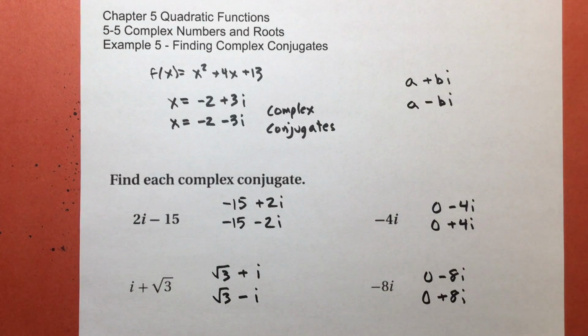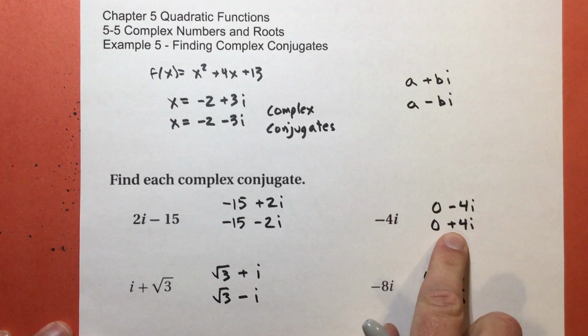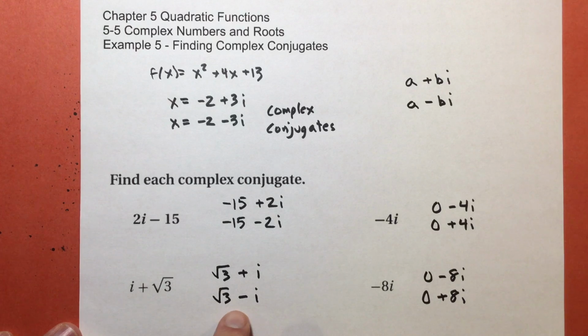So all that you have to do to find the complex conjugate is change the imaginary part to its opposite. If it starts out negative, make it positive, and if it starts out positive, make it negative. That's all there is to that.